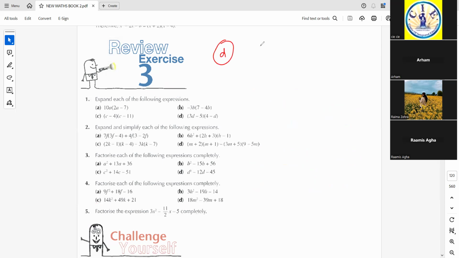For part D now, 18m squared minus 39m plus 18. If you again compare it with ax squared plus bx plus c, you will observe that the value of a is 18, b is negative 39, and c is 18 again. So you need to have a times c, that is 18 times 18.